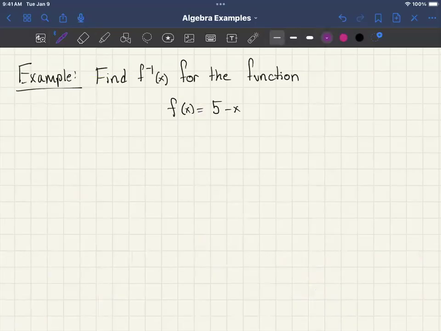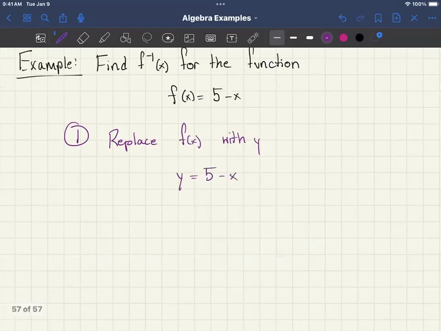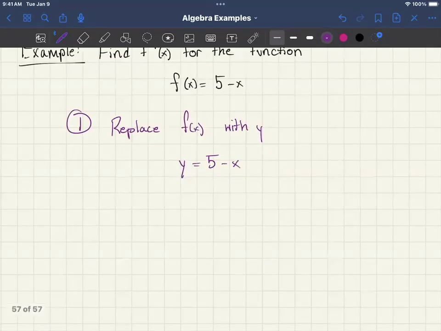All right, back to our question. We are looking for f inverse of x for our function. We're going to have a couple of steps for this. The first step is we are going to replace our f of x with y. So instead of writing f of x is equal to 5 minus x, we will write y is equal to 5 minus x. This is going to make it a little bit easier for us.